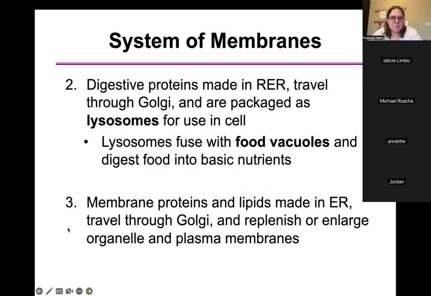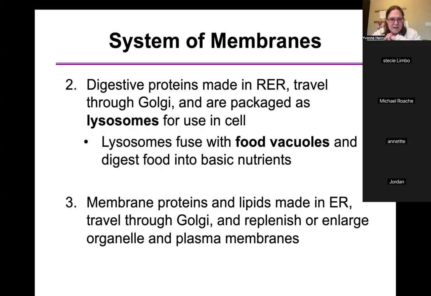The two other functions, one is digestive proteins are made in the rough endoplasmic reticulum. They travel to the Golgi. They're packaged there as lysozymes. So that's a word where lysozymes will break down different things, kind of like stomach acid. It'll break down things into smaller parts that your body can use.